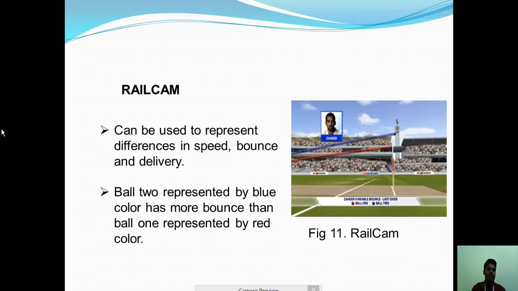Rail cam. The rail cam can be used to represent differences in speed, bounce, and delivery. Here, ball 2, represented by blue color, has more bounce than ball 1, represented by red color.